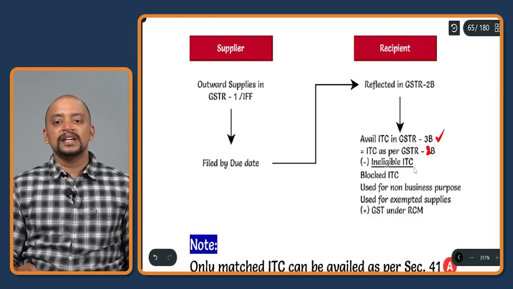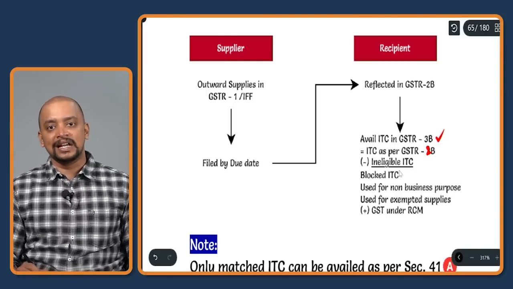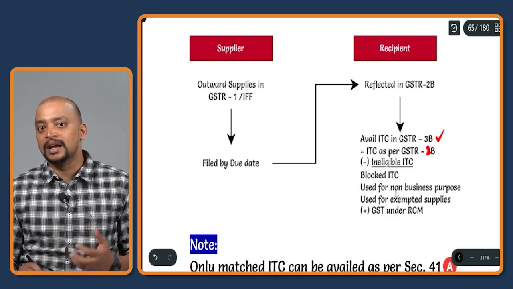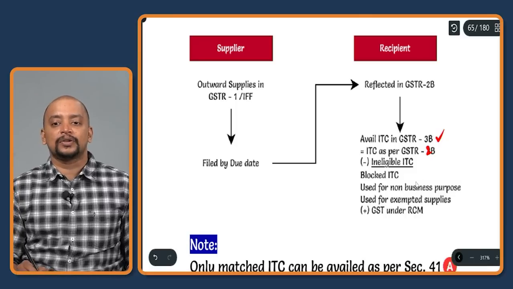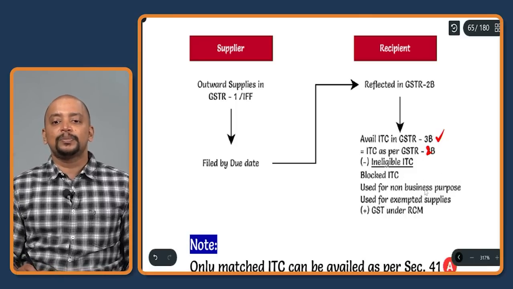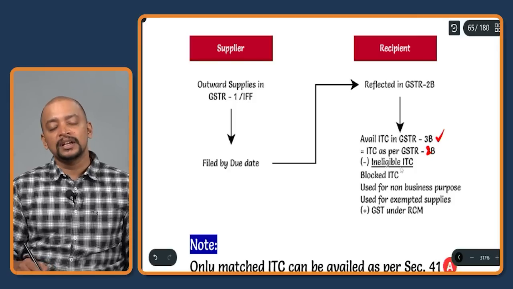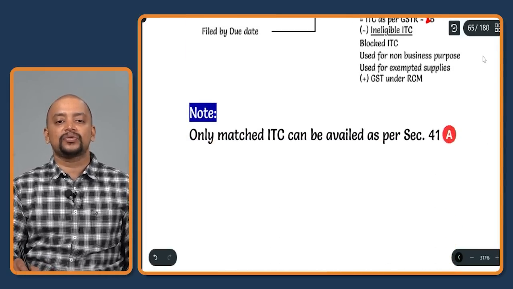Ineligible ITC is blocked ITC or used for non-business purpose or used for exempted supplies, plus GST under RCM. So if inward supply is blocked credit or is used for exempted outward supply or used for non-business purpose, that should be taken out. It may be matched ITC, but it should be taken out. Then whatever GST paid under RCM will not be coming in 2B, so that should be added. So this will be taken as the ITC in GSTR 3B.